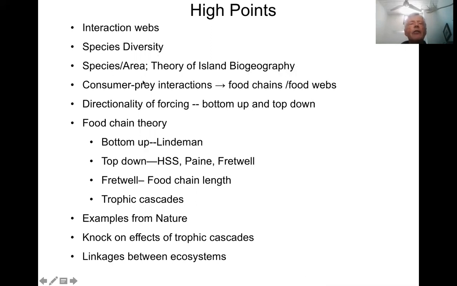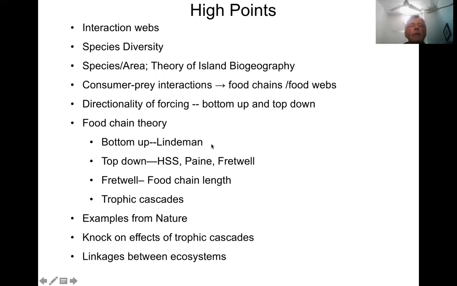We moved from there to a particular type of species interaction, that is consumer-prey interactions, and from consumer-prey interactions to a discussion of food chains and food webs, food chains simply being linked consumer-prey interactions and food webs being even more complex assemblages of food chains that are all connected together. We moved from there to the dynamics of these systems, to a discussion of the directionality of forcing: bottom-up forcing, when the food is what limits the consumer, and top-down forcing, when the consumer limits the food. From there to food chain theory.